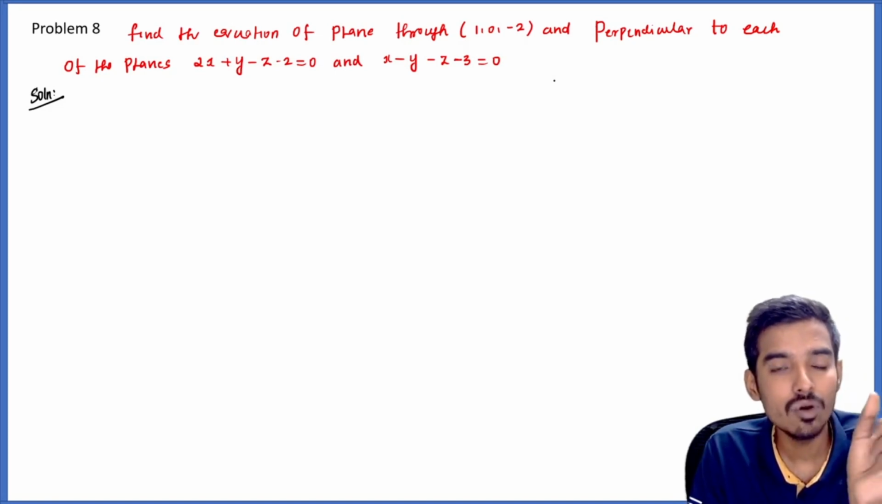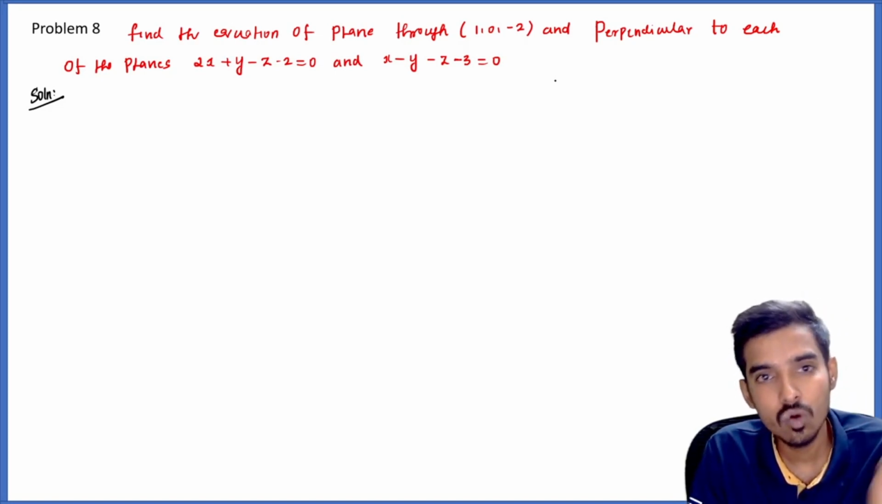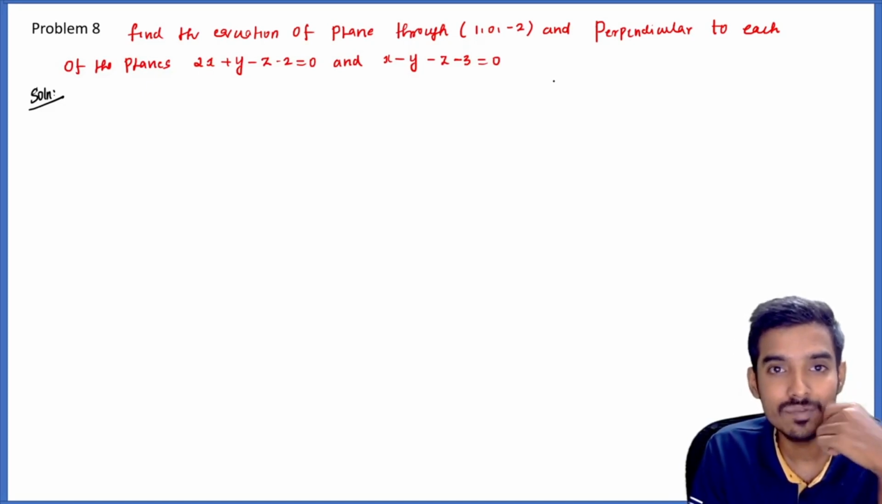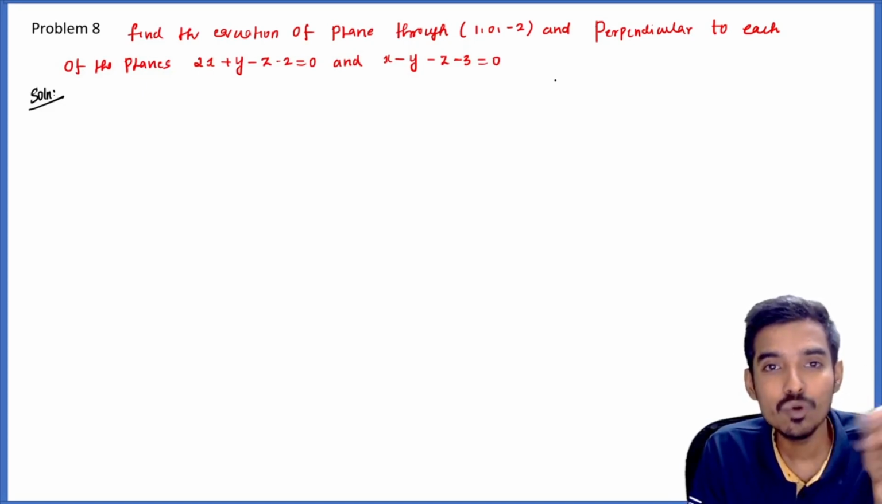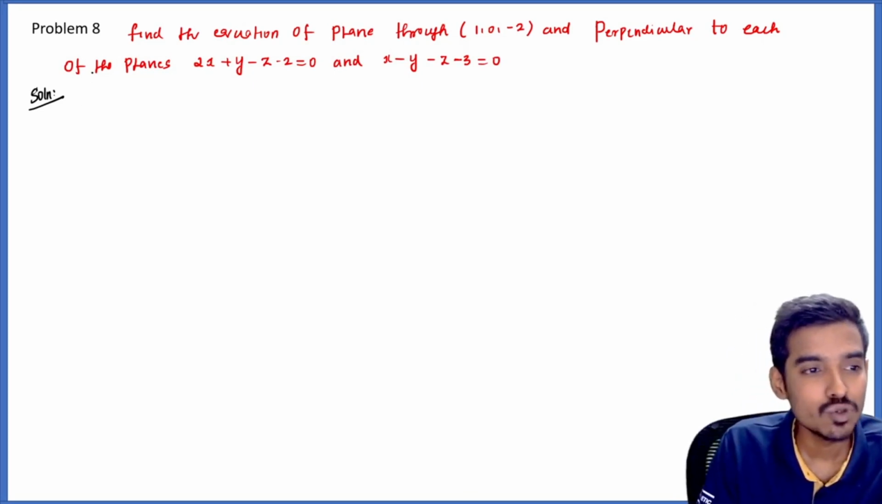We have talked about the equation of a plane passing through a point and perpendicular to a given line. If the line is not given, you take that line to be the normal. I have already said, right? Just go through part 1.